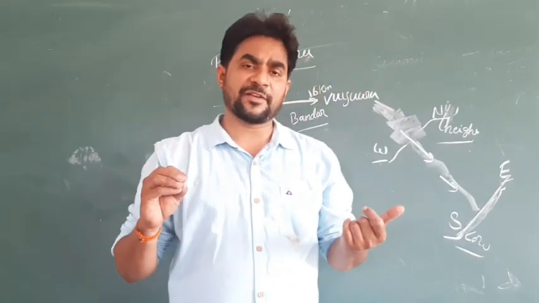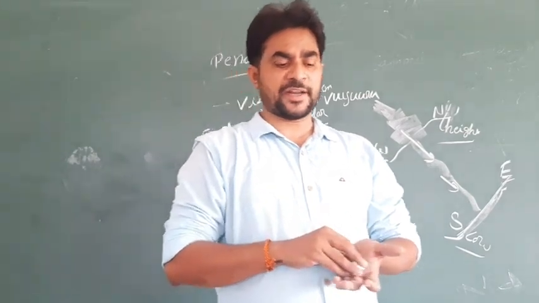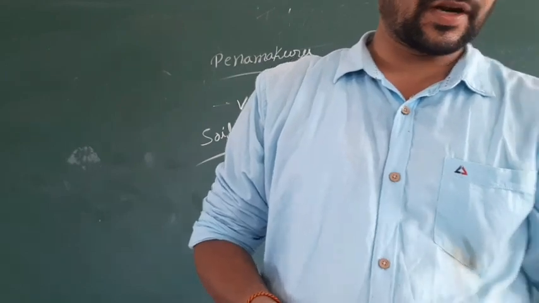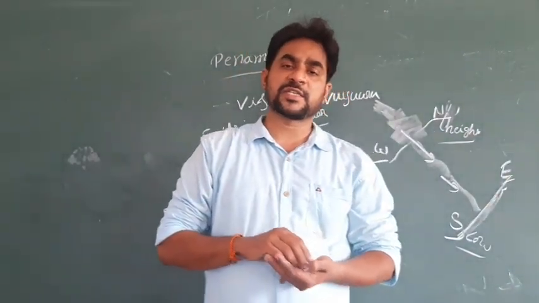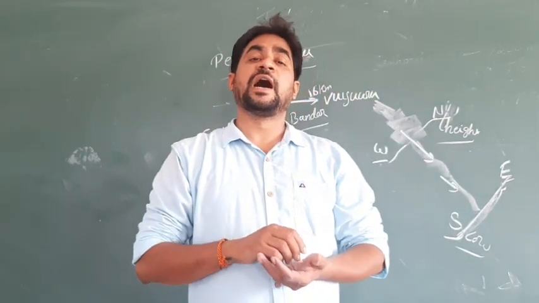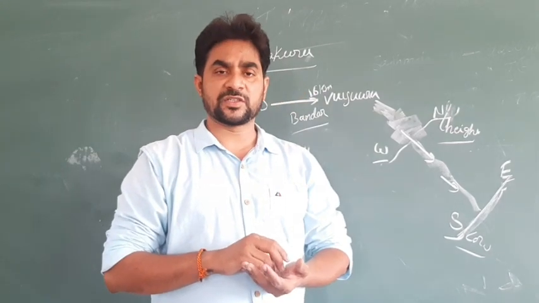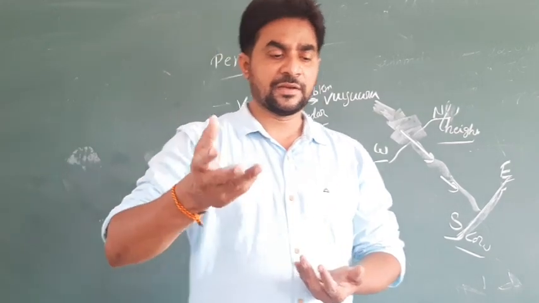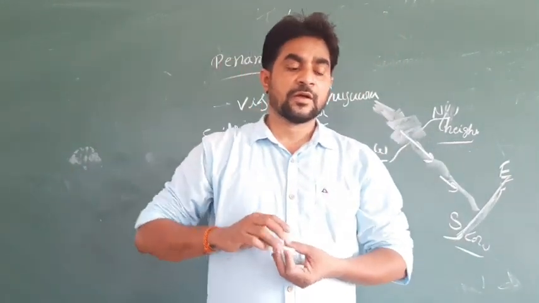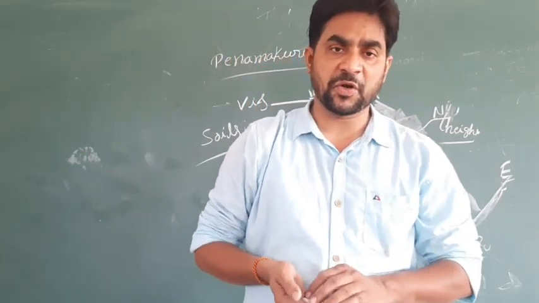A little bit of rainfall comes because of the northeast monsoon. So how many rainfalls are there? There are two: one is the southwest, and one is called the northeast. Southwest rainfall gives more rainfall in the region of Penamakuru, and northeast rainfall gives less rainfall on the northeastern side of Penamakuru.